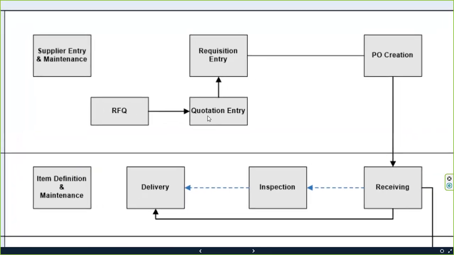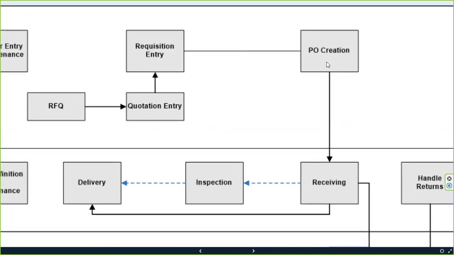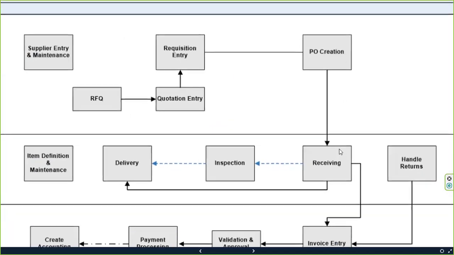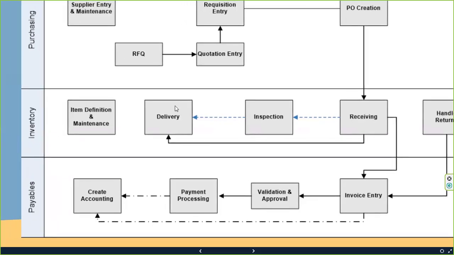Then you send to the supplier, and supplier submits some quotation. Then based on the quotation, you submit the requisition, and it is approved. This is the quotation I get from the supplier, and this is my requisition. And from this requisition, the PO is created, and from this PO, the supplier delivers product to the store. The store receives this product, and it is inspected, then delivered.